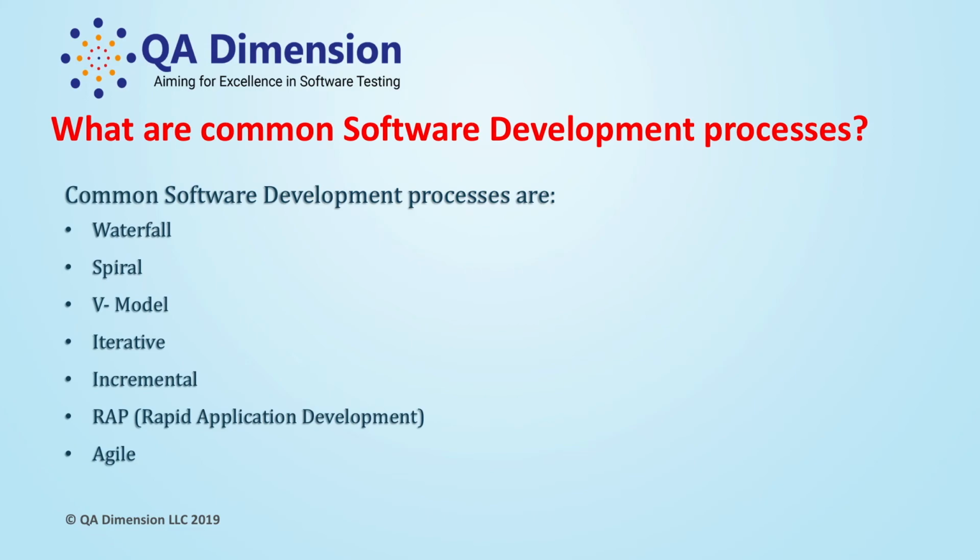The first is waterfall, then spiral, V model, iterative, incremental, RAD, which is also referred to as rapid application development, then agile. I have a more detailed explanation of each of those methodologies in my other courses, but for now I just want you to know there are very common software development processes out there that can be leveraged by software developers or programmers.